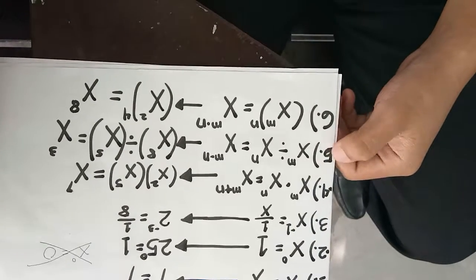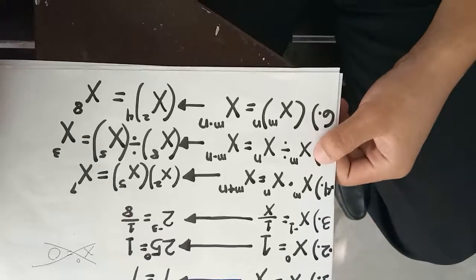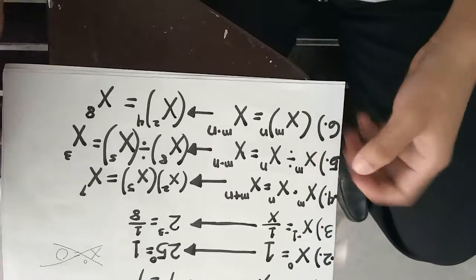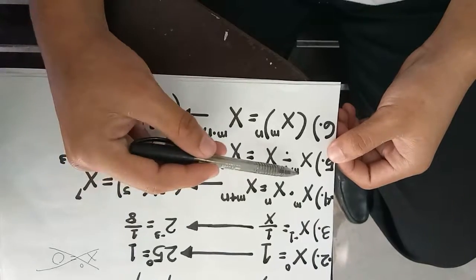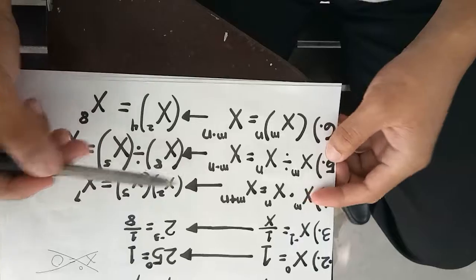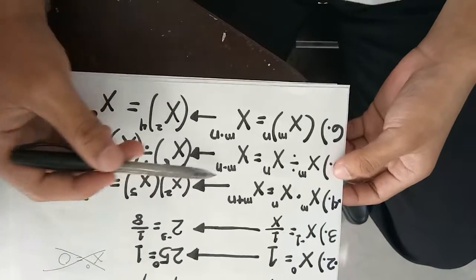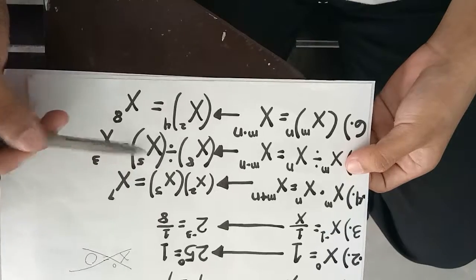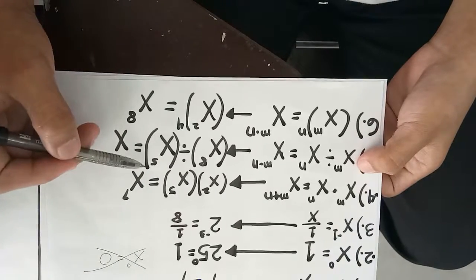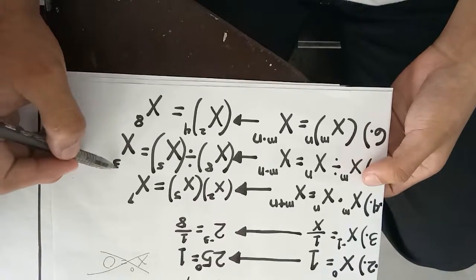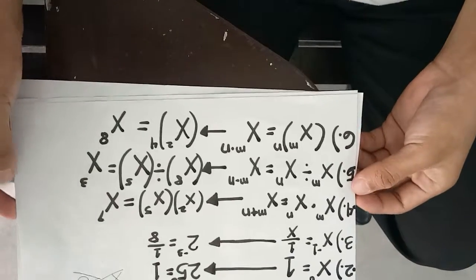The fifth law of exponent is the dividing law of exponent. So x to the power of m divided by x to the power of n is equal to x to the power of m minus n. So x to the power of 8 divided by x to the power of 5 is equal to x to the power of 3.